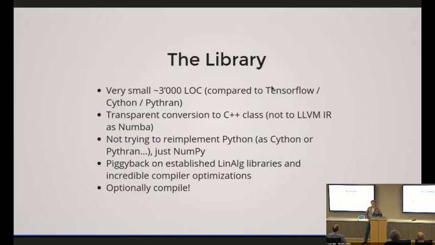And by compiling to C++, we can piggyback on existing linear algebra libraries like Armadillo, or hopefully Xtensor in the future, and use the incredible compiler optimizations that are available already. And when you use Jet, you only compile optionally, so you can just continue to use NumPy for prototyping, etc.